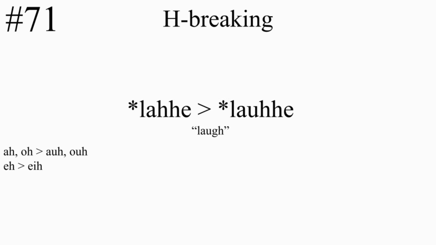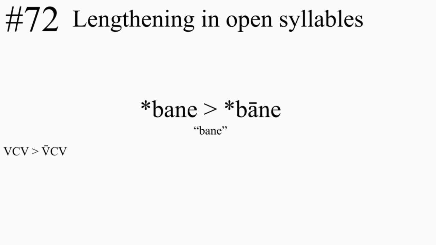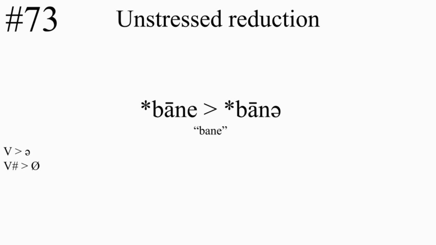Ch inserts one of those approximants without disappearing. Vowels lengthen in open syllables. That means if there's only one consonant in the way, it becomes long. Every single unstressed vowel becomes schwa, and then word final schwa drops off. If it ends in a g, it becomes o. If it ends in a wa, it becomes o.